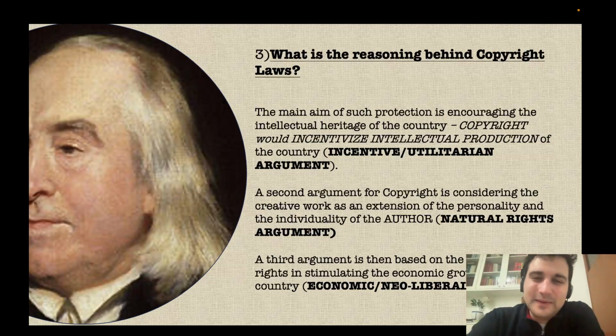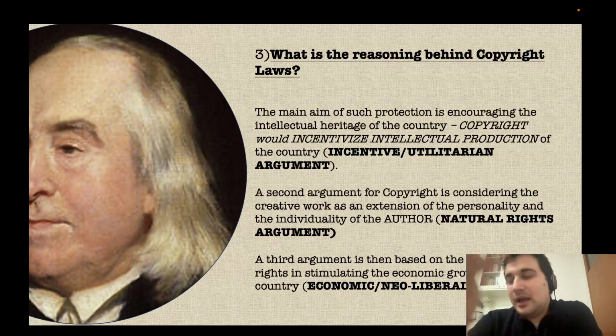But anyway, why am I quoting Jeremy Bentham? Because Jeremy Bentham has been a very influential figure in US jurisprudence, okay? So in the interpretation of law and legal philosophy in the US.